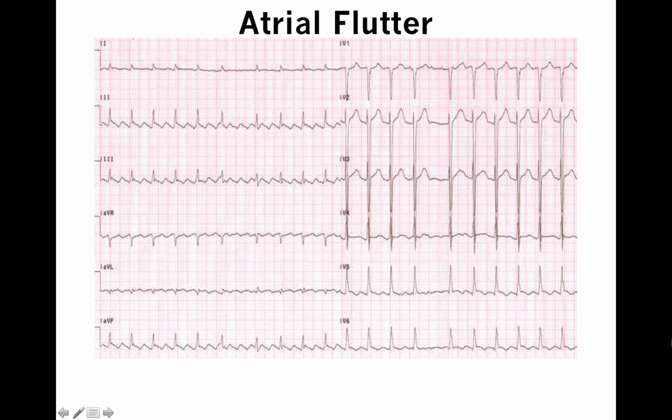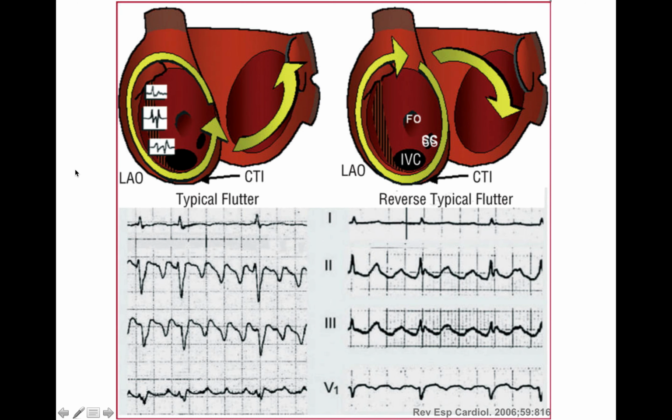And here's what atrial flutter looks like. Sorry, re-entry within the right atrium. And here's what atrial flutter looks like on a 12-lead ECG. So you see a sawtooth pattern in leads 2, 3, and AVF as well. And like I said, it's re-entry within the right atrium.